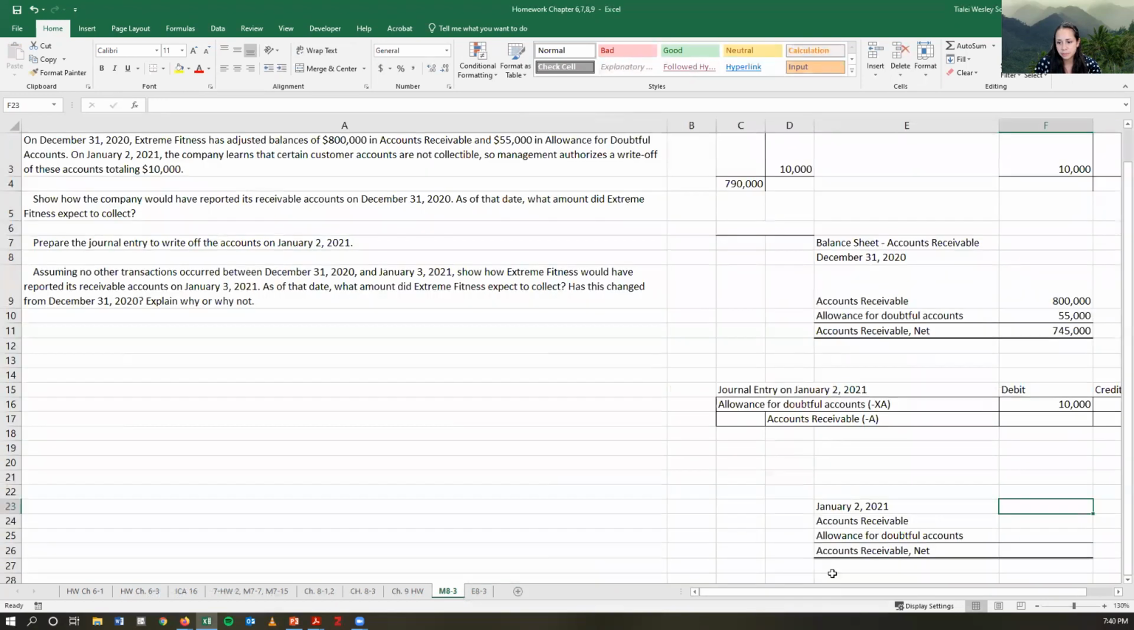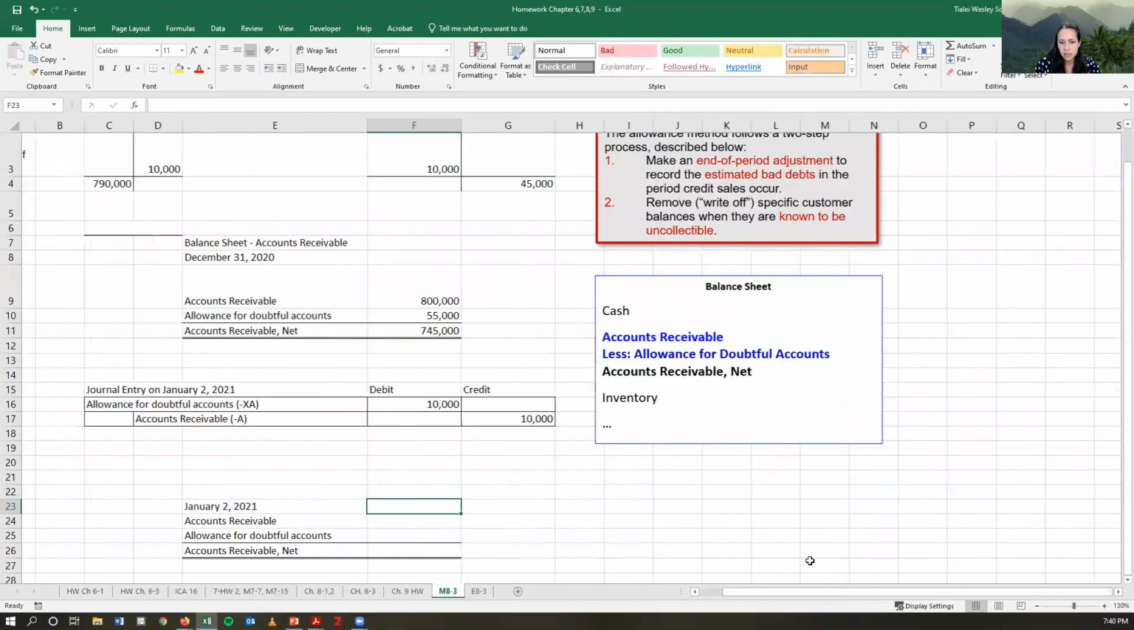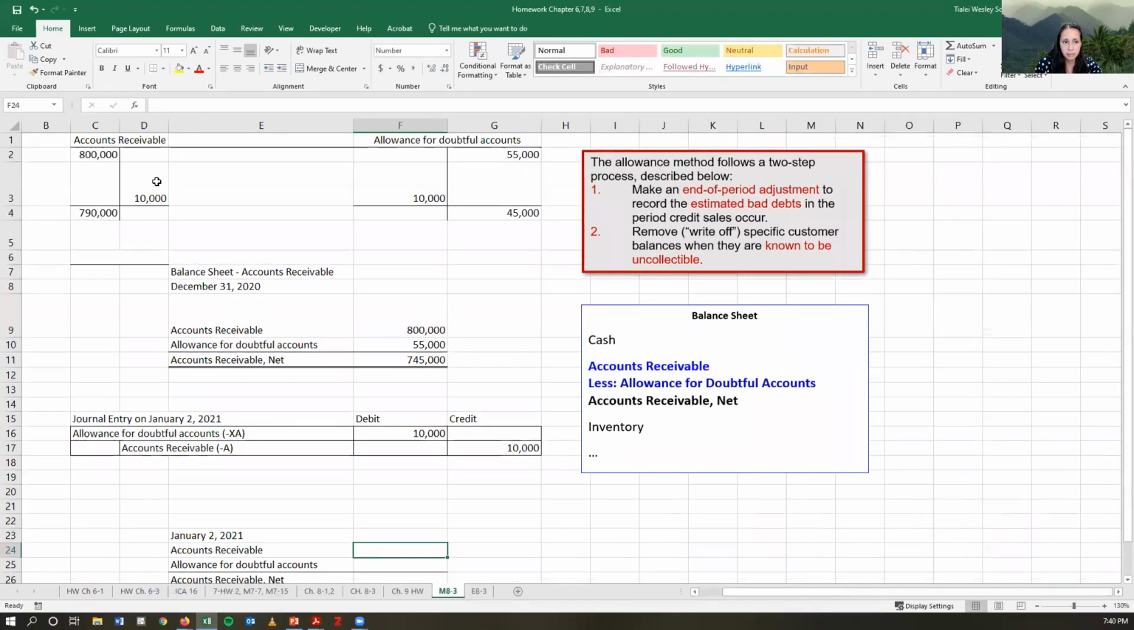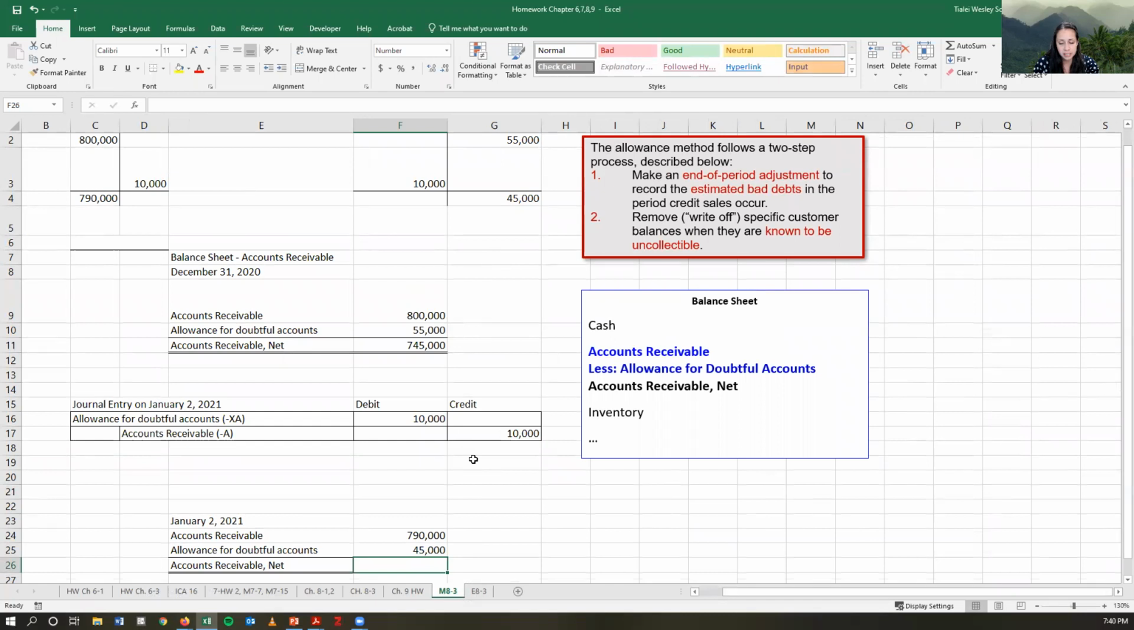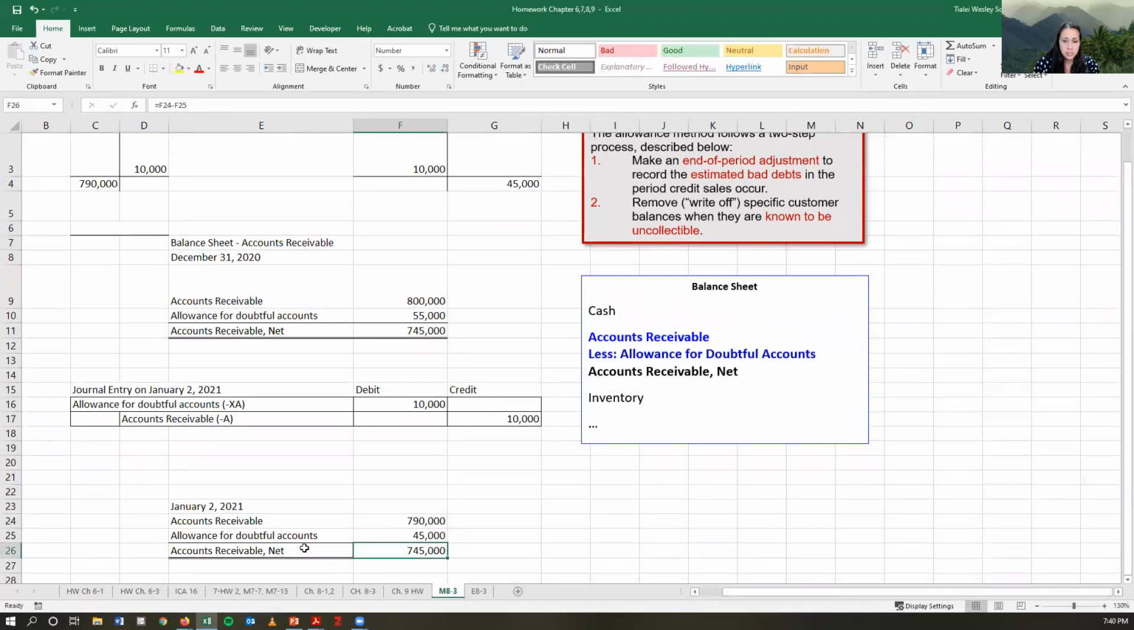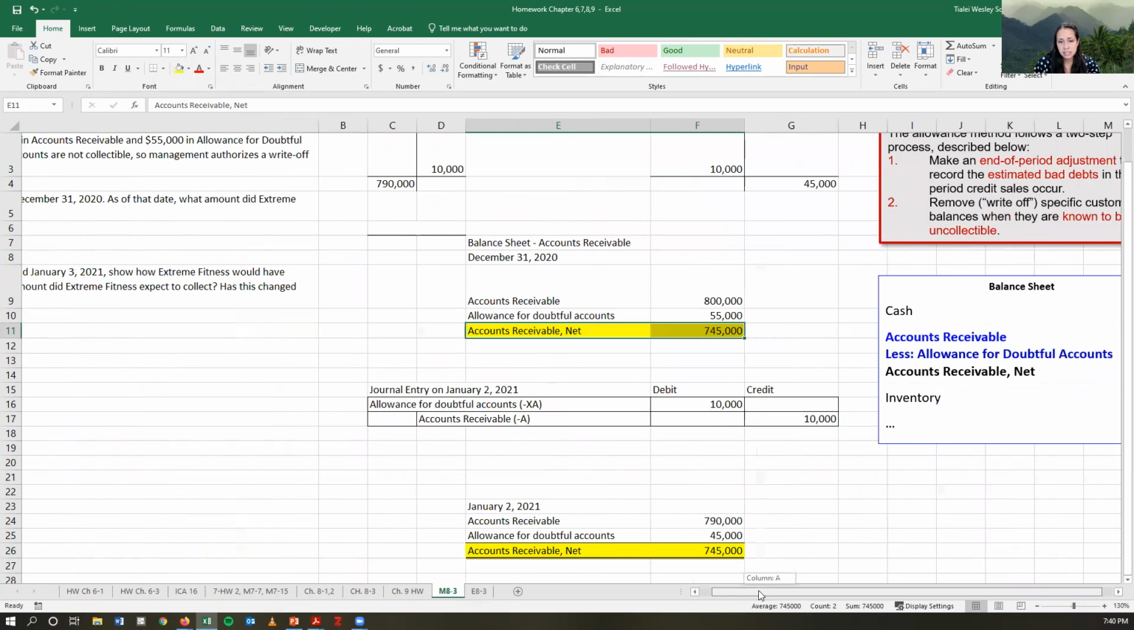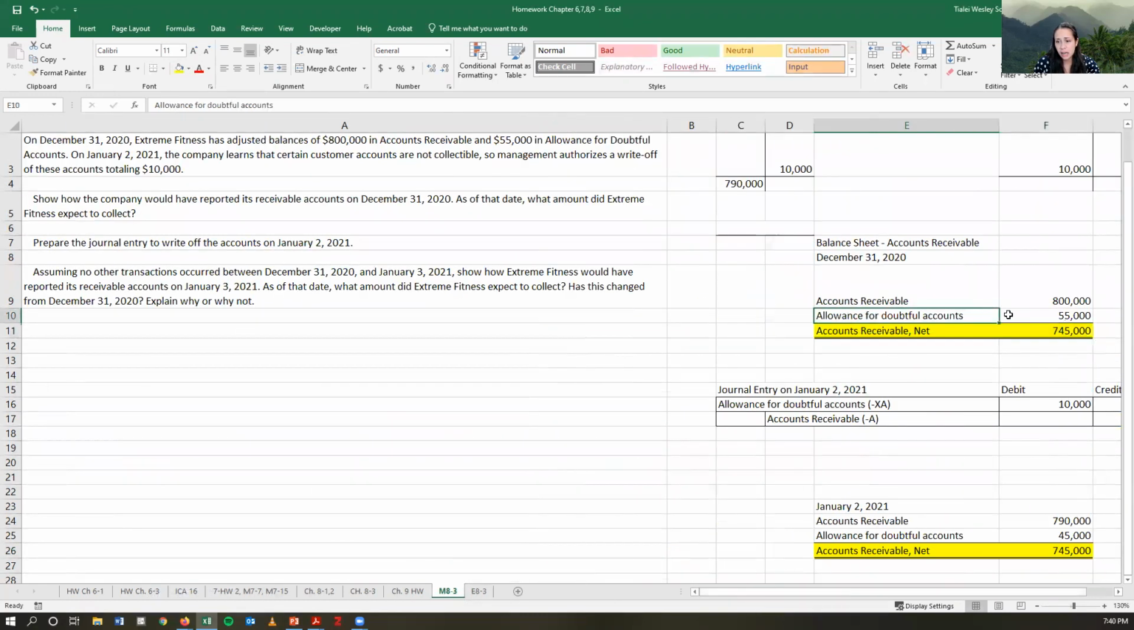So now when I zoom in here, my accounts receivable balance is not going to be $800,000. It's going to be $790,000 accounts receivable, and I'm going to have an allowance for doubtful accounts of $45,000. So when I do accounts receivable less allowance for doubtful accounts, they're still going to have this net receivable of $745,000, right? So it's exactly the same, but we can see that $10,000 was accounted for by our estimate of allowance for doubtful accounts.